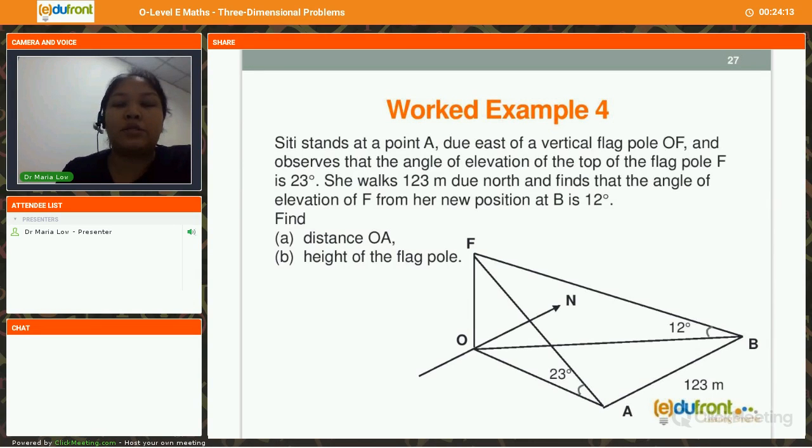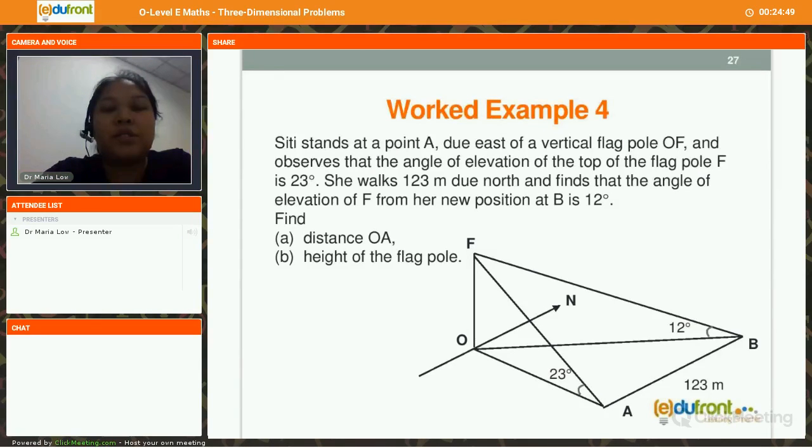Okay, let's take a look at the next example. Example 4 gives a diagram that looks three-dimensional. Okay, and you're given a series of information. And if you notice this question carefully, it includes knowledge that we have seen earlier on regarding angle of elevation and depression. We have seen things about bearings, and this time now it is three-dimensional. So it's actually a combination of the various topics that have been covered earlier on.